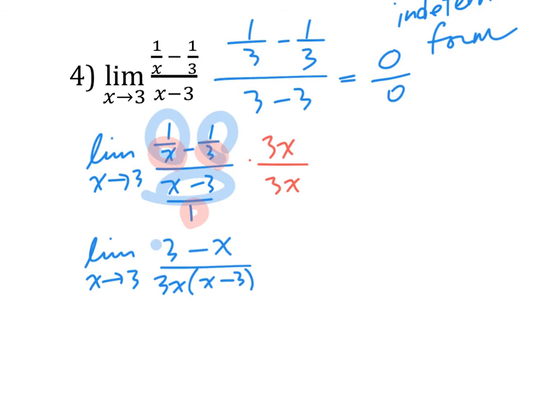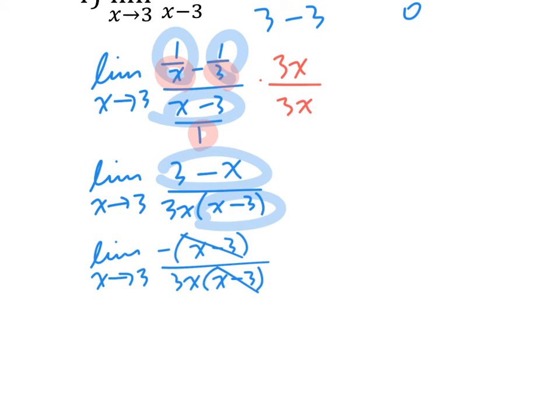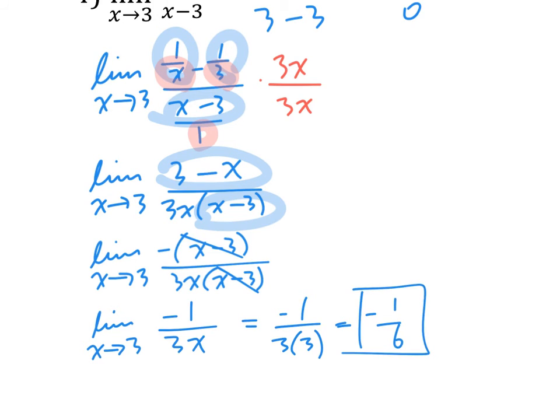Okay, 3 minus x and x minus 3 are pretty much exactly the same with the difference of a negative. So what we can do is take out a negative from that so that we can cancel that. So limit as x goes to 3 of negative 1 over 3x. Now it's safe to plug in: negative 1 over 3 times 3 is negative 1 over 6. So the limit is negative 1 over 6.